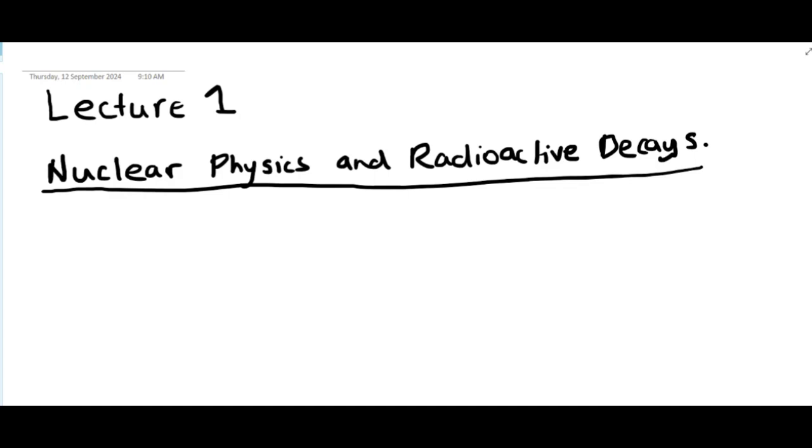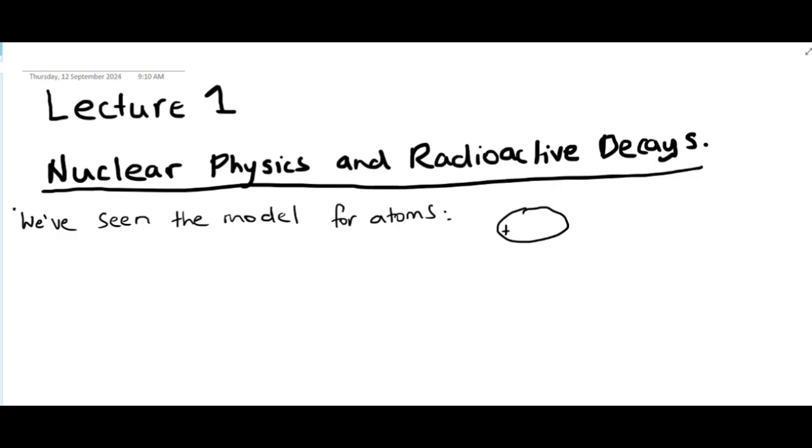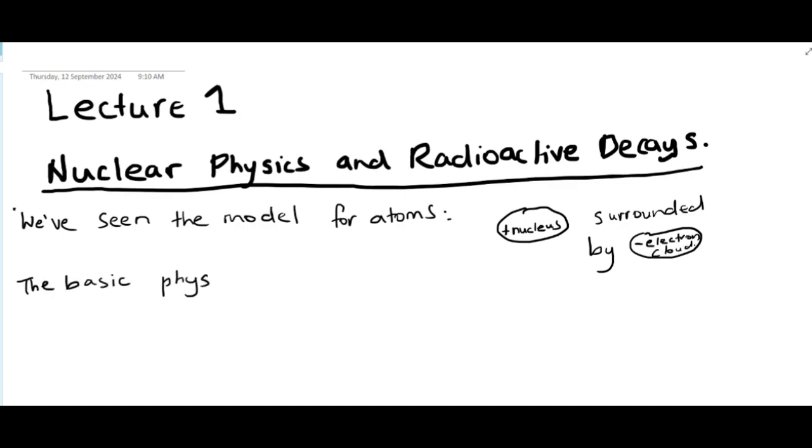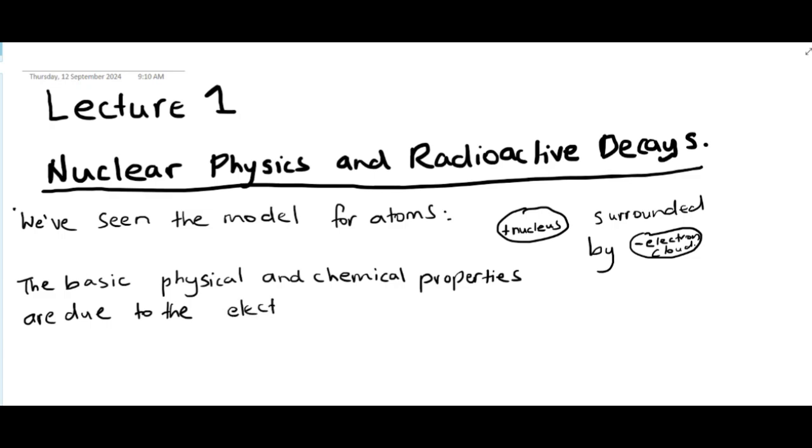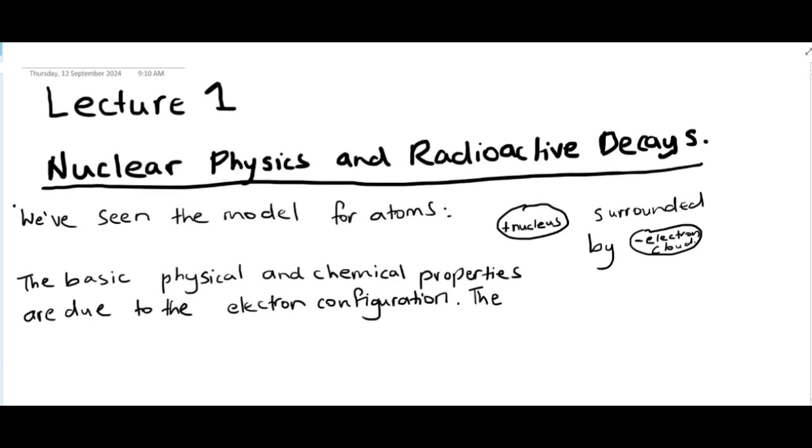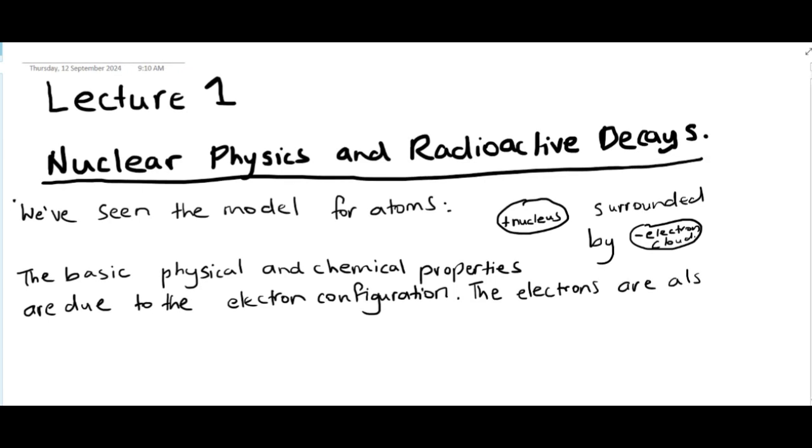In our study of physics, chemistry, as well as science in high school and our previous courses, we have seen the model of the atom where we have a positively charged nucleus that is surrounded by the negatively charged electron cloud. We also know that the physical and chemical properties are due to how the electrons are arranged, or their configuration around the atom. This arrangement of electrons is also responsible for chemical bonding.